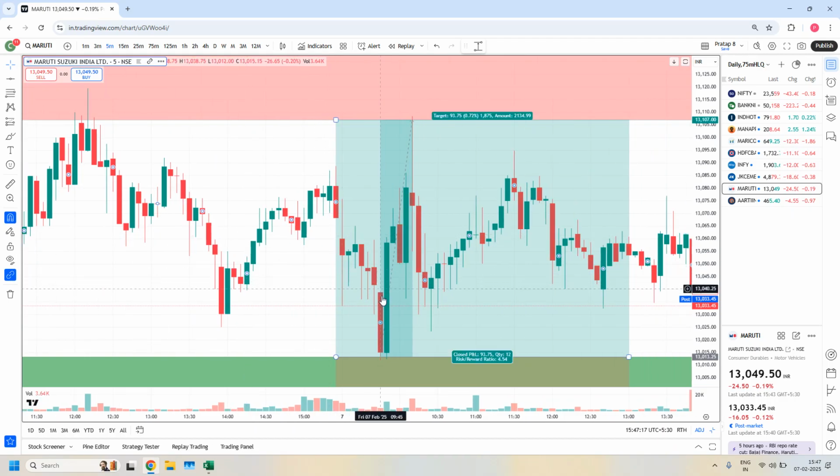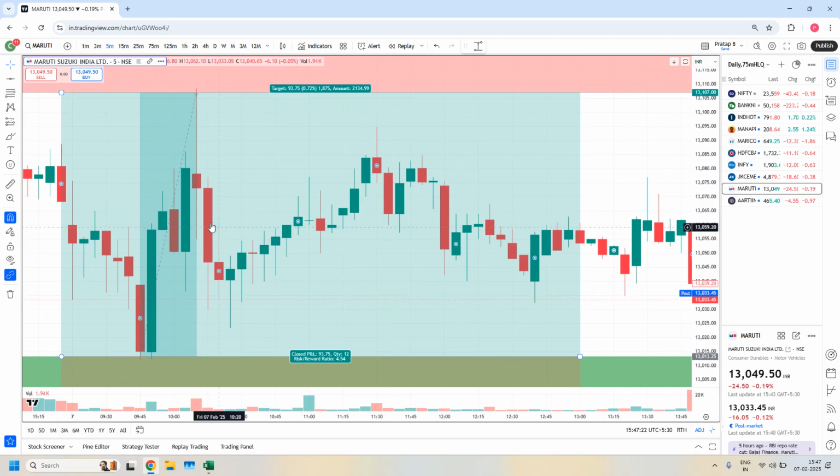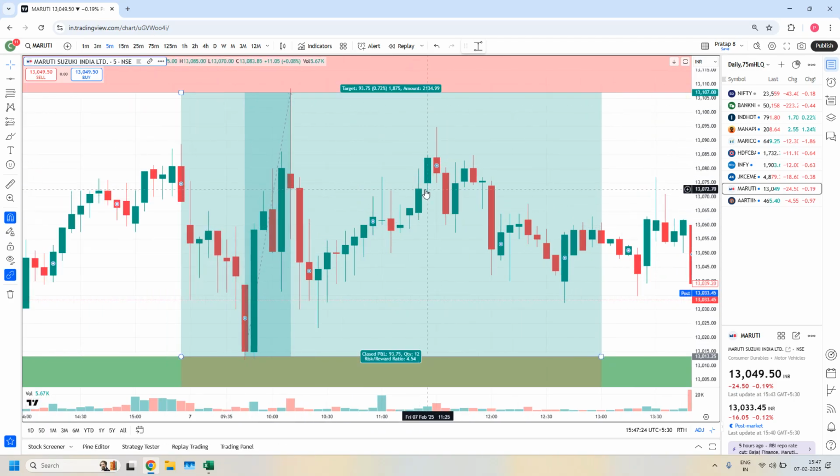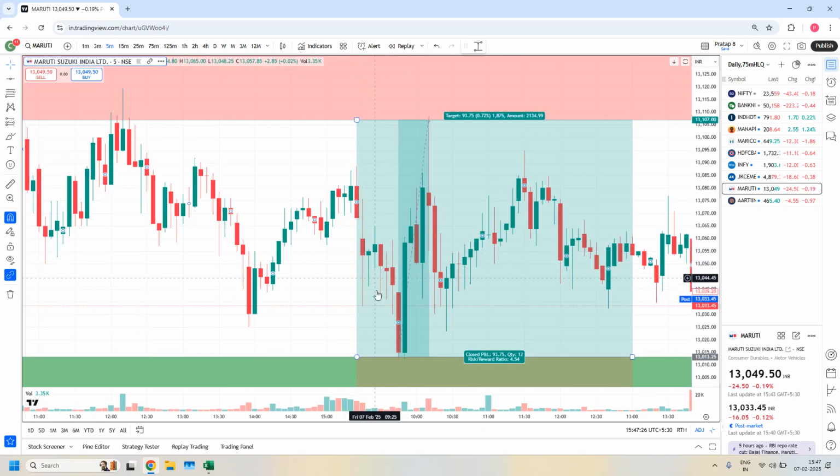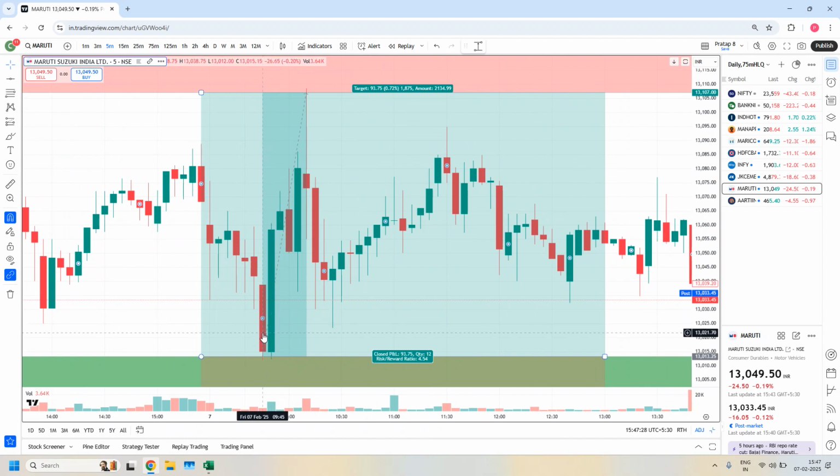See, today it entered into the zone, and after that it reached the target, and within a short period the trade is completed. It gave you the entry at the 9:45 candle, and it reached the target at the 10:10 5-minute candle. That means within 25 minutes the trade is completed. Observe carefully, the trade is completed at the 10:10 candle.